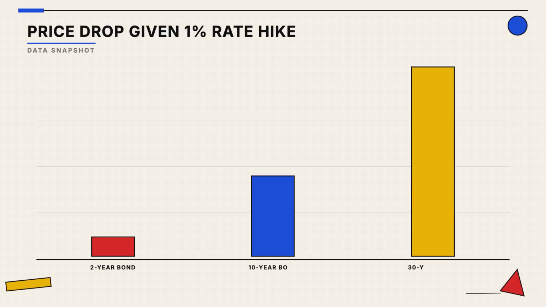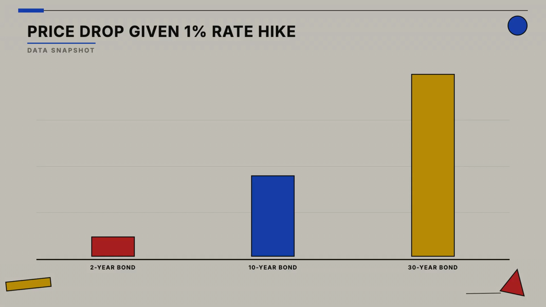This chart shows how a 1% increase in rates impacts bonds of different maturities. The longer the term, the deeper the price drop.